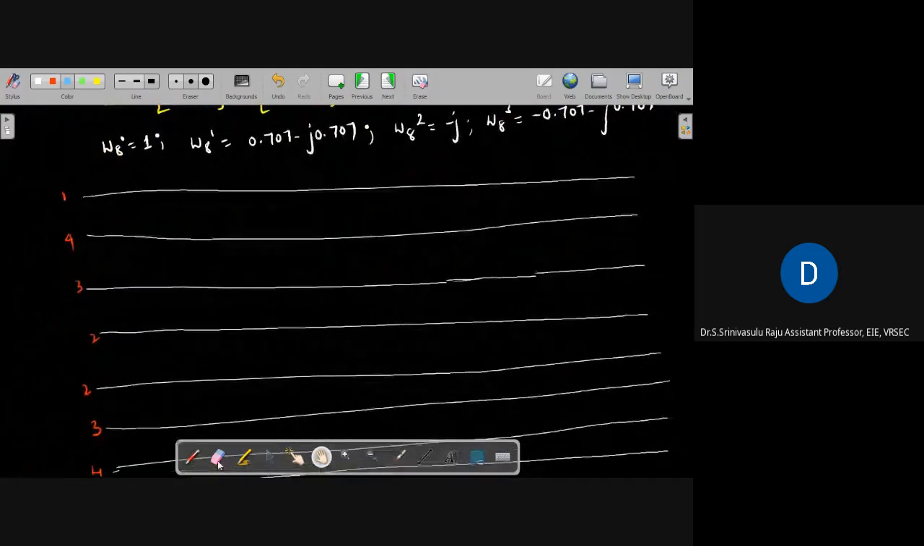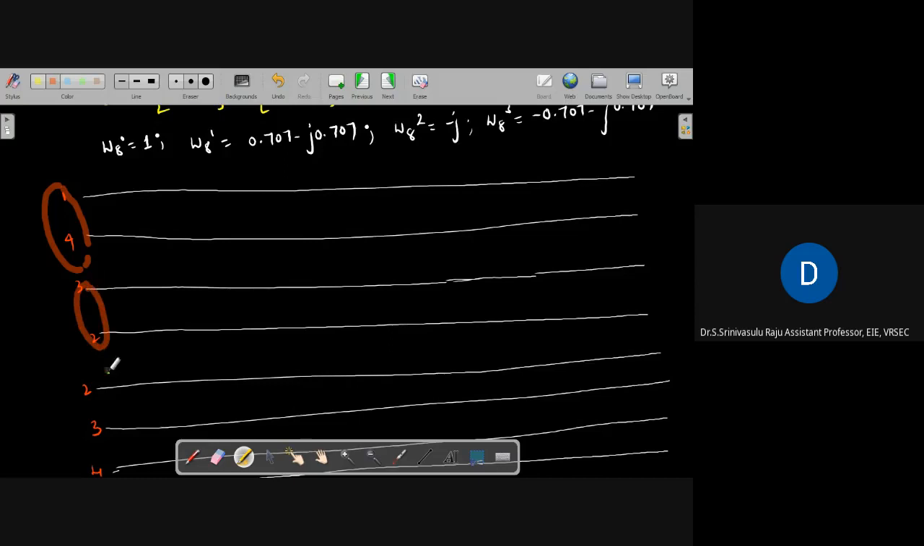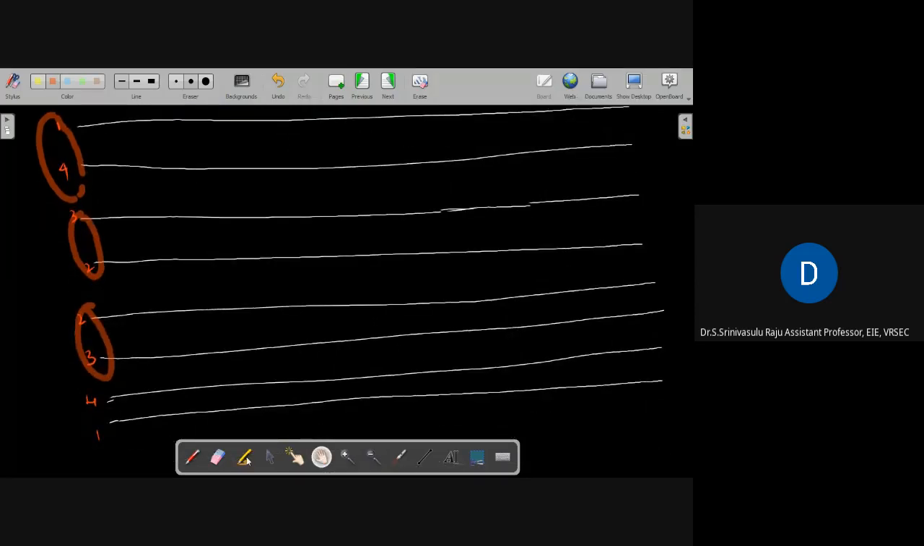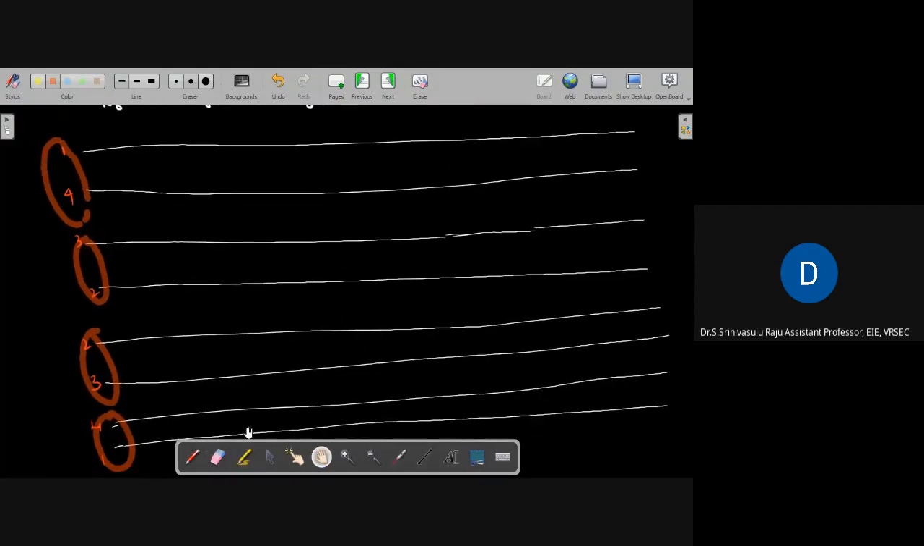Now each block, so this is one block. I am representing with the help of color. One block, one block, one block, and we have the final block. So we are dividing into the 4 blocks. Now you draw the butterfly diagram for this one. How will you draw the butterfly? Simple, an X shape. So we have one X shape like this.